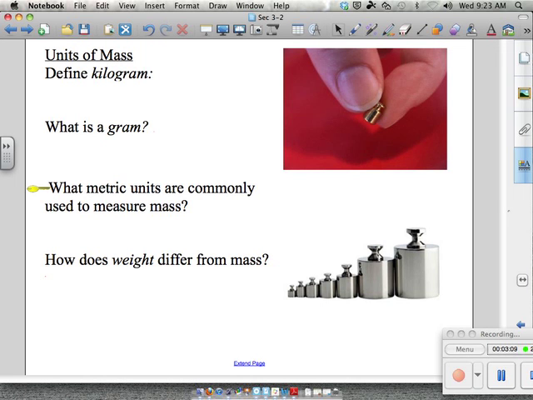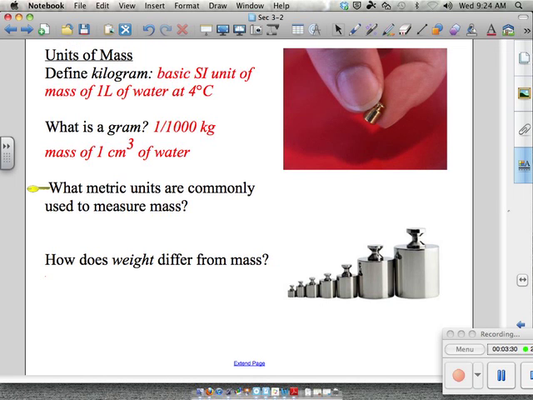Mass is the next unit that we'll talk about. We all know that a kilogram is about 2.2 pounds. And in the metric system, mass is based on a kilogram. And 1 kilogram is the basic unit of the mass of 1 liter of water at 4 degrees Celsius. A gram is 1/1000th of a kilogram, or the mass of 1 centimeter cubed of water. So 1 milliliter of water equals a gram.